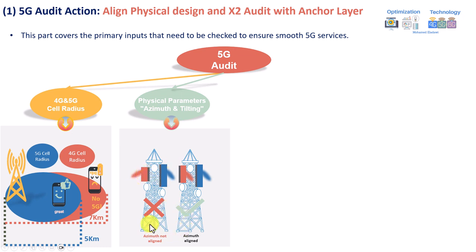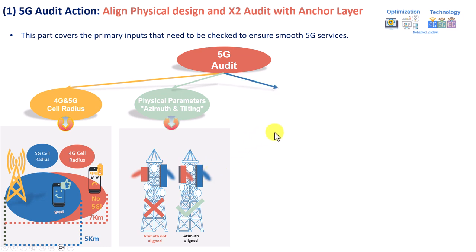So in this case, you will have some areas with weak coverage, especially, for example, the area which is falling in the null or on the left side here. So in this case, you need to align, as much as you can, the same azimuth for both of them to ensure that you have coverage overlapping for the 4G and 5G node.